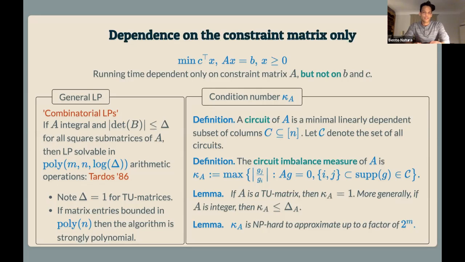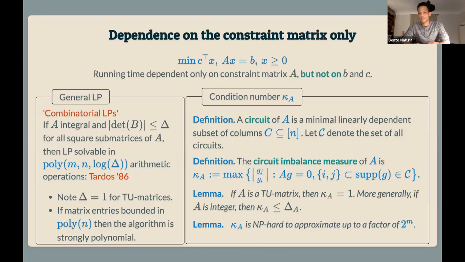What we are concerned about is a different condition number that is kappa. So let me quickly introduce it. If you look at your constraint matrix A and you look at the independence matroid that is formed by its columns, then we look at minimal dependent subsets. They correspond to a one-dimensional subspace of the kernel. And for these elements, we look at the ratio between entries of their support. And this is what we call the circuit imbalance measure.